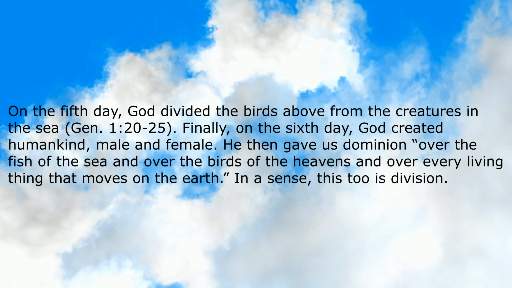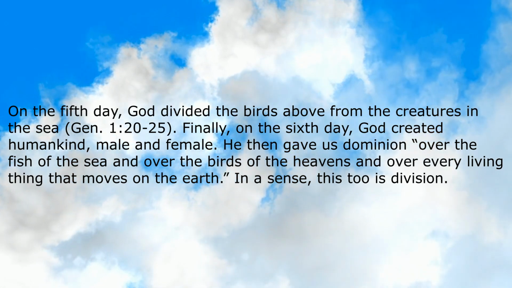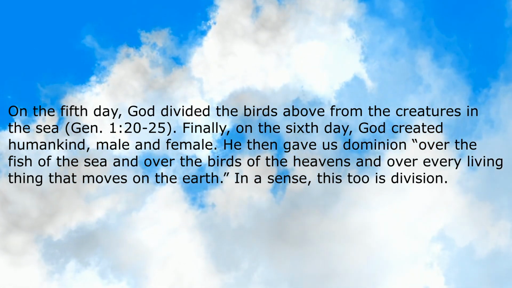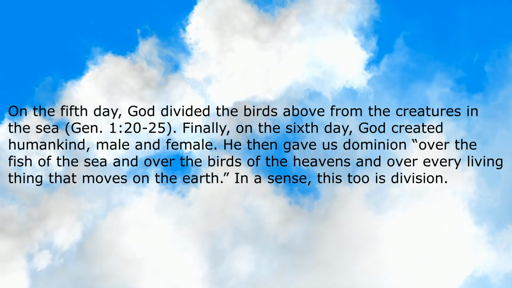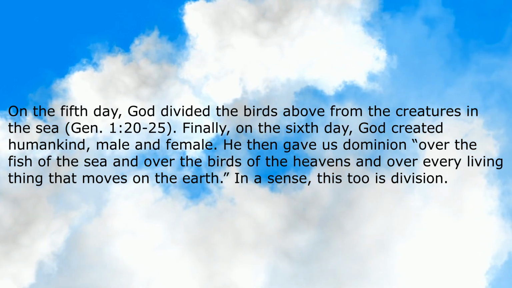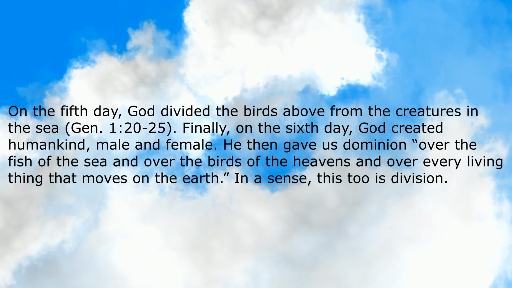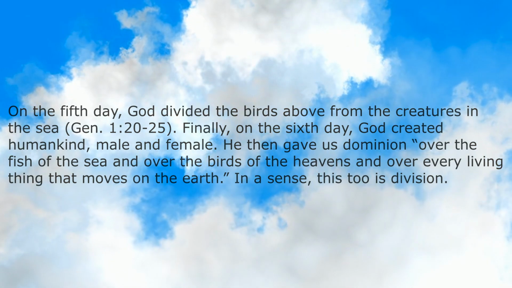On the 5th day, God divided the birds above from the creatures in the sea. Finally, on the 6th day, God created humankind, male and female. He then gave us dominion over the fish of the sea, and over the birds of the heavens, and over every living thing that moves on the earth. In a sense, this too is division.